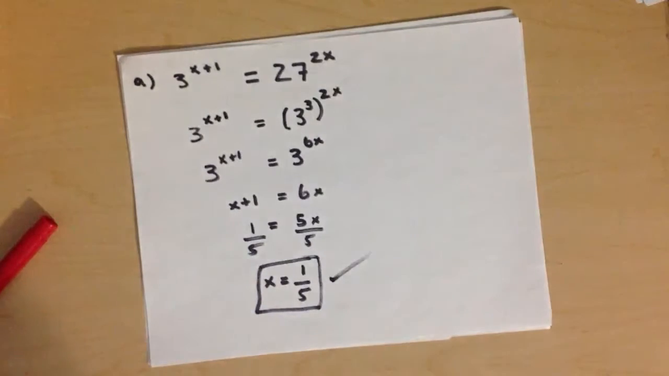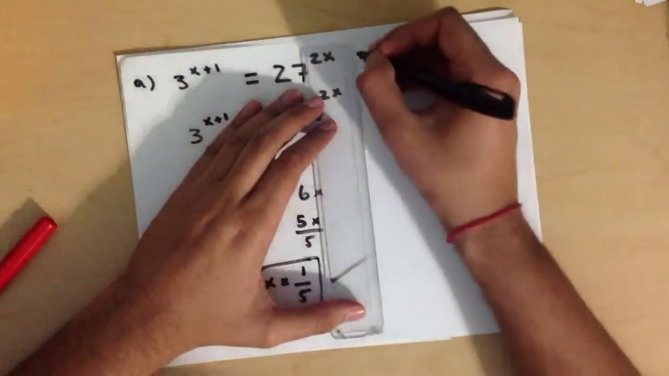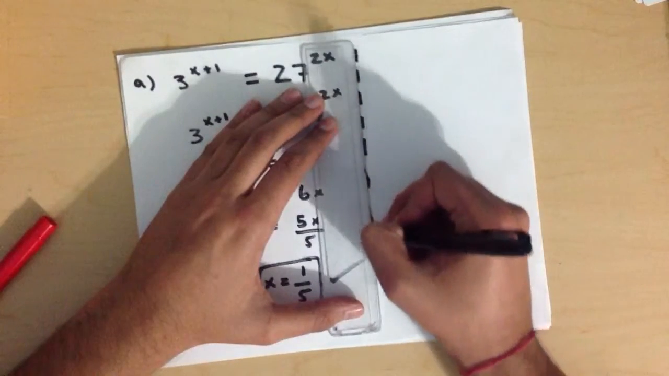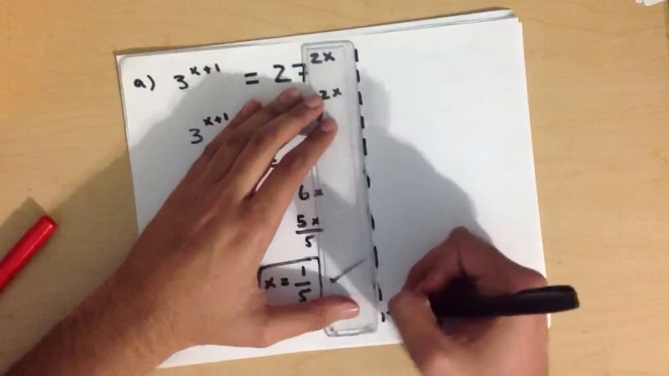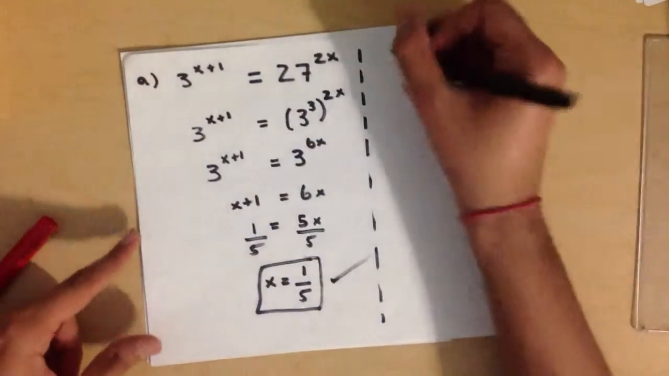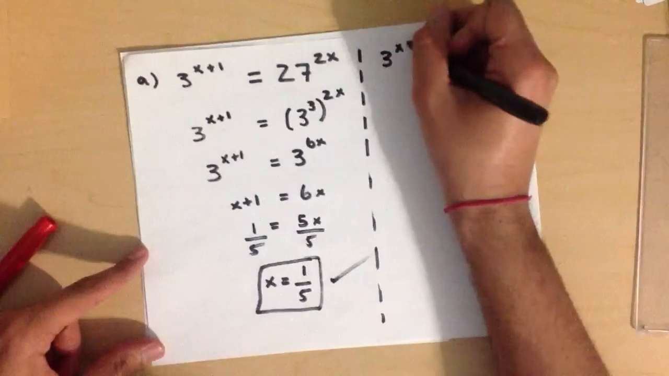But now what we're going to do today is something different. We're going to use logs to solve this equation. So I'm just going to draw a little bit of line here. And now we're going to do this the other method and see which way is better. Well, obviously the log way is better for solving more exponential crazy equations. So we're going to do the same equation, except this time, let's use logs.